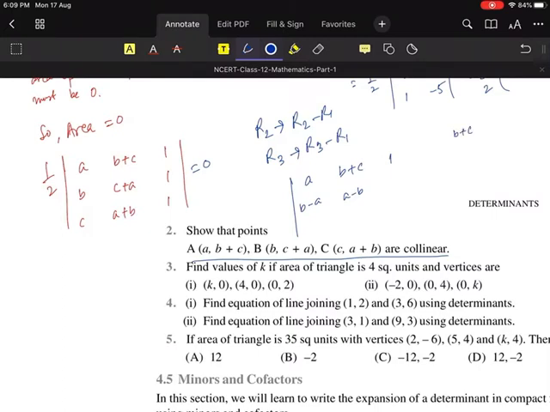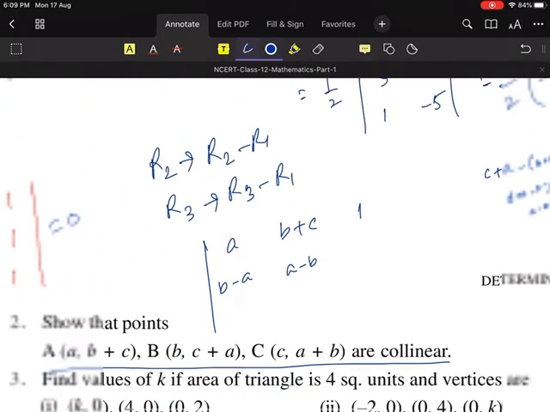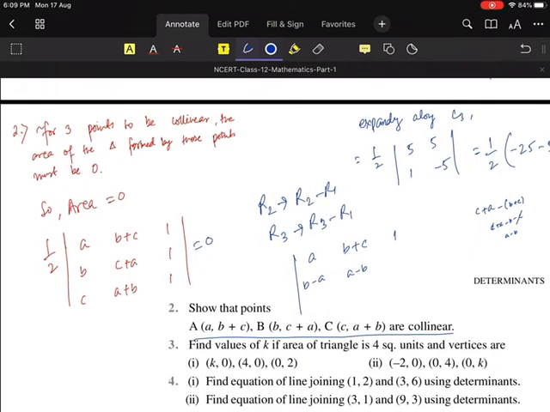Look at here. No, not B plus C. C plus A minus of B plus C. So I get what? C plus A minus B minus C. So C and C get cancelled. So I get A minus B. Right? R2 minus R1, this one is 0. Clear?